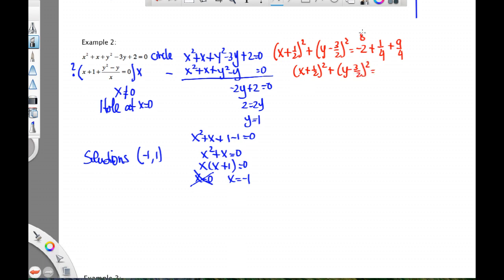That's 8, right? Negative 8 over 4, negative 8 plus 10 is 2 over 4, which is a half. So this circle has a center at negative half, 3 over 2, and it has a radius that is equal to the square root of 1/2, so 1 over the square root of 2. And that's about 0.7-ish. Use a calculator for that if you need one. Okay, so that's the first one. That's this one. How about this one?